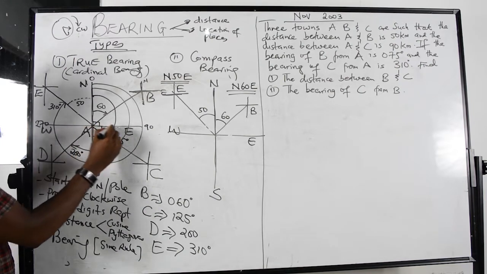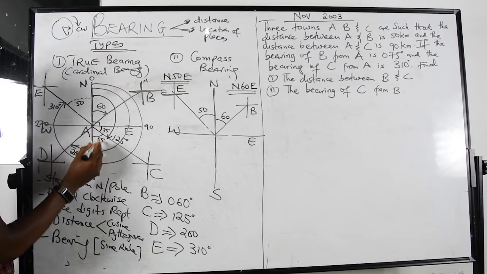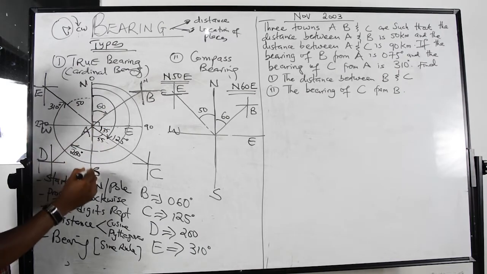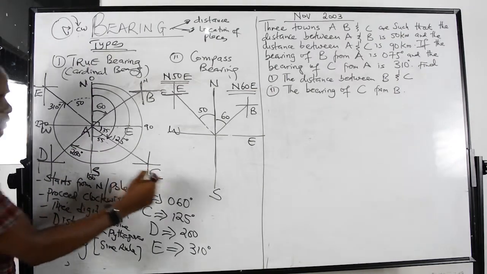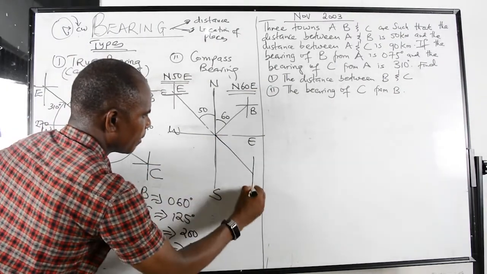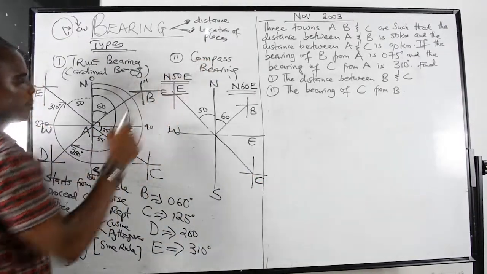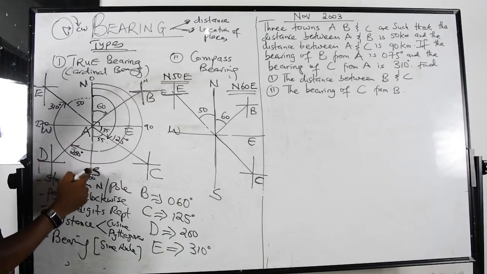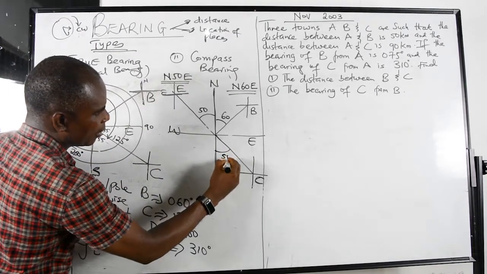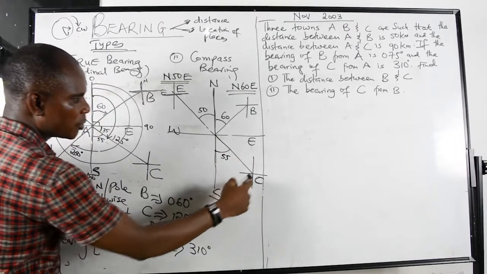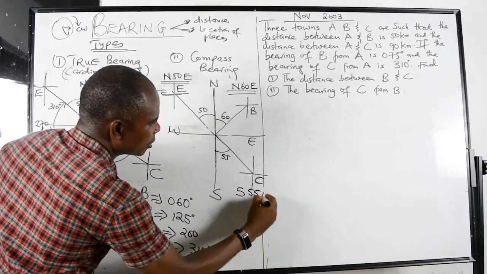So if I remove 90 from 125, I'm left with 35. So this angle is 35. So the remaining here to complete the 180 is 55. So this is 55. So now I'm locating C. So I should go there. This is C. Under the compass bearing, I'm now moving from the South Pole, covering 55 degrees towards the south. So C is south 55 degrees towards the east.